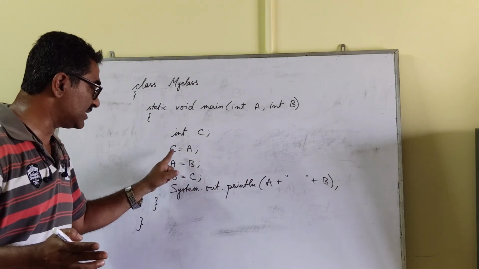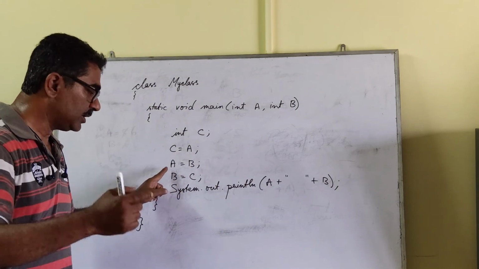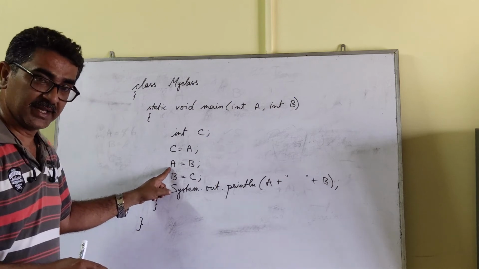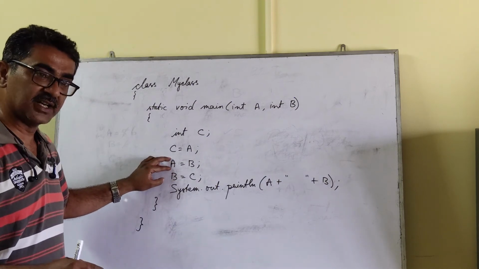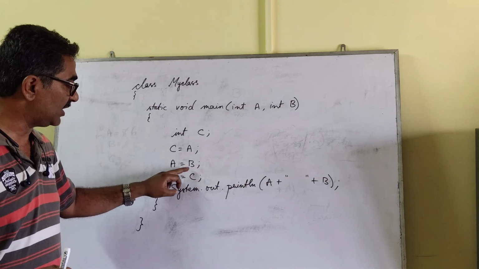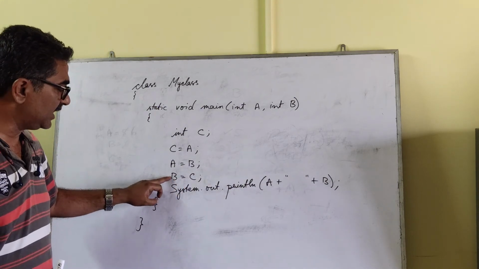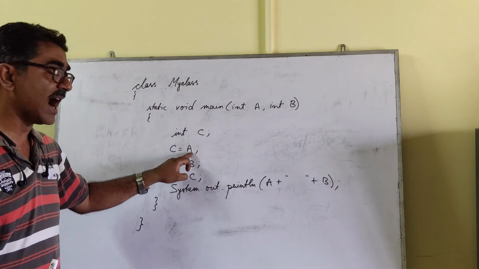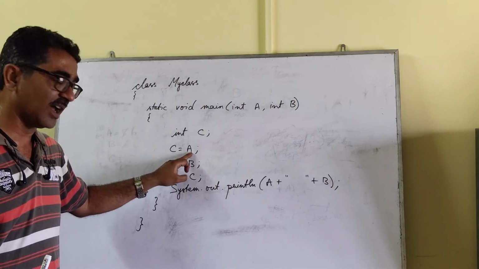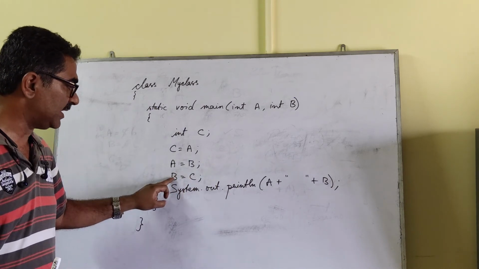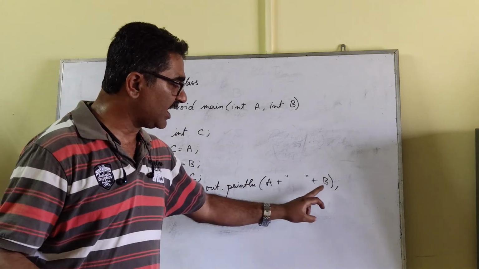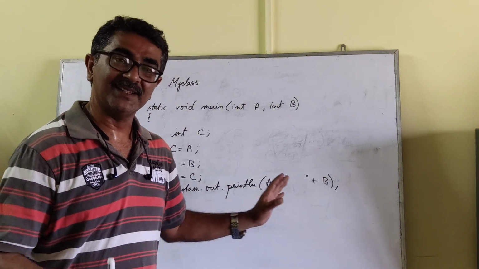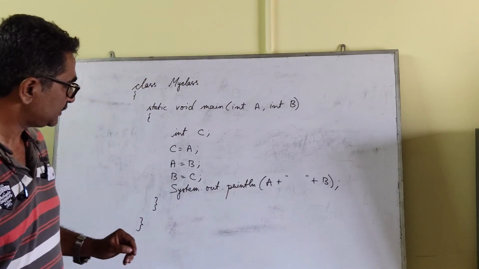Next, the value of B is assigned inside the variable A. That means whatever the content of A was will be overwritten with the value of B. And then B equals C. What it means is assign the value of C, which actually had the previous value of A, inside B. Now when we display the values of A and B, it will display the interchanged values.